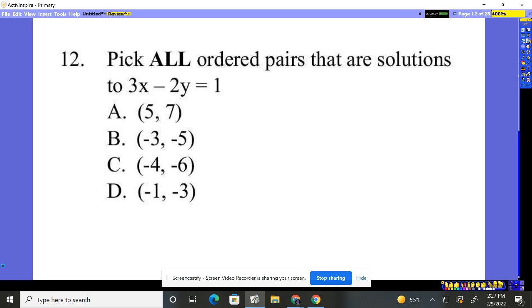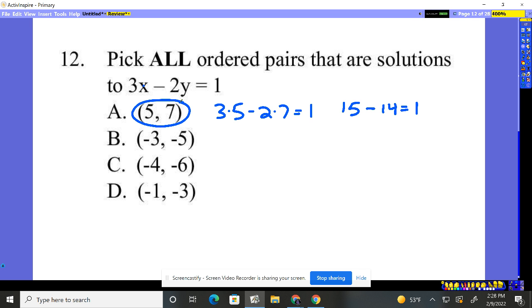And finally, number 12, pick all ordered pairs that are solutions to 3x minus 2y equals 1. So I'm going to plug 5 in for x and 7 in for y. So 3 times 5 minus 2 times 7. We want to know, hey, does that give you 1? Well, 3 times 5 is 15. 2 times 7 is 14. Does that equal 1? Yes, it does. 5, 7 is a solution.